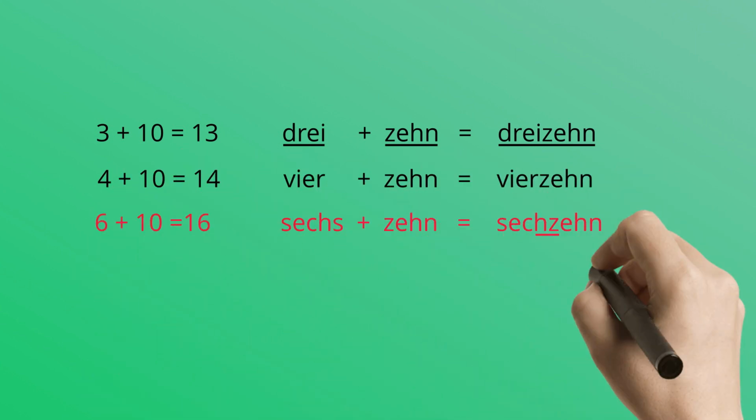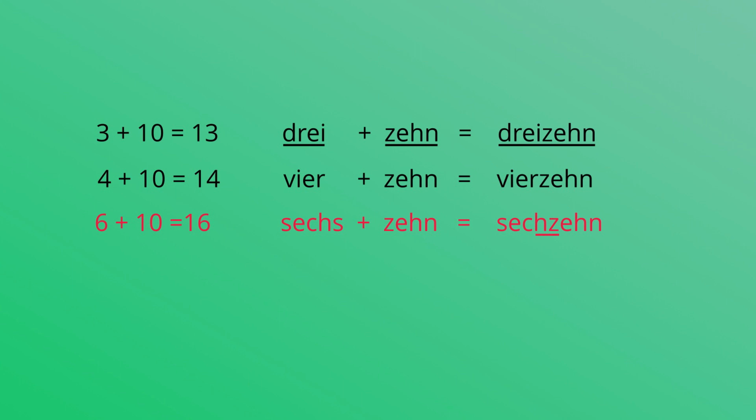Now number 16 and number 17, these two numbers are exceptions. 16 is 6 plus 10. 6 is sechs, 10 is zehn. So according to the logic, it must be sechszehn. But instead of sechszehn, it is sechzehn. You can observe the spelling here.